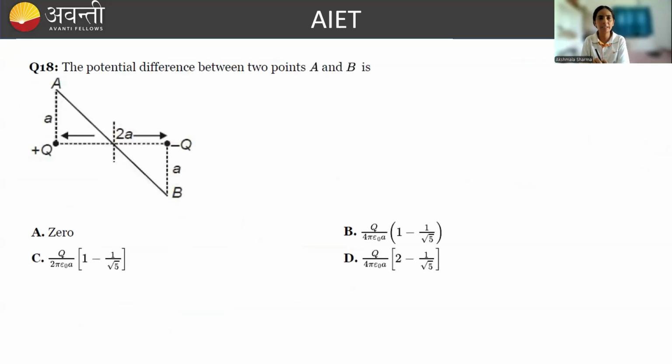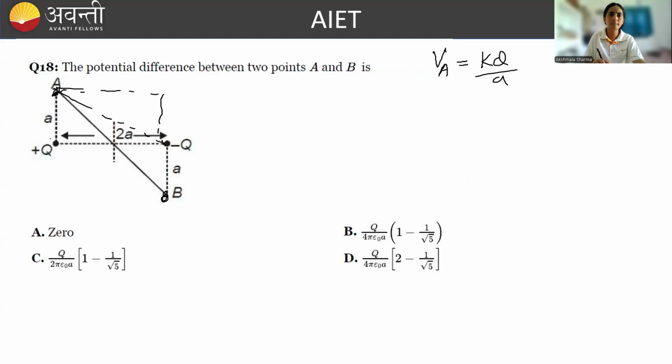Now let's do this question. Potential difference between two points A and B is. So what is going to be the potential difference between point A and point B? You just see at point A, potential will be because of what? This positive and this negative charge. So potential at point A, let me write. Because of this plus q charge, it is at a distance of a, kq by a. And because of this negative charge, distance from this negative charge is how much? It is this distance, right?